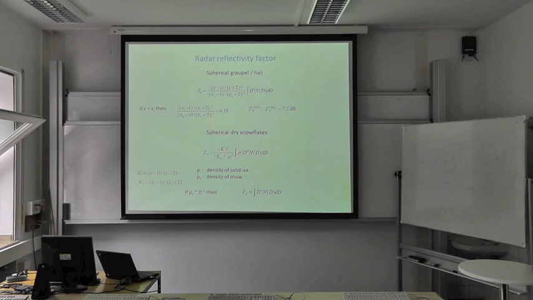And again, we have the ratio of this term, and we have the density of solid ice. Again, in a previous lecture, there was a slide that illustrated the inverse dependence of snow density on its size. Usually, the density of snow is approximately inversely proportional to size. So that means that if we substitute D to the minus 1 in this formula, then ZH becomes not the sixth moment of the size distribution, but the fourth moment of the size distribution.